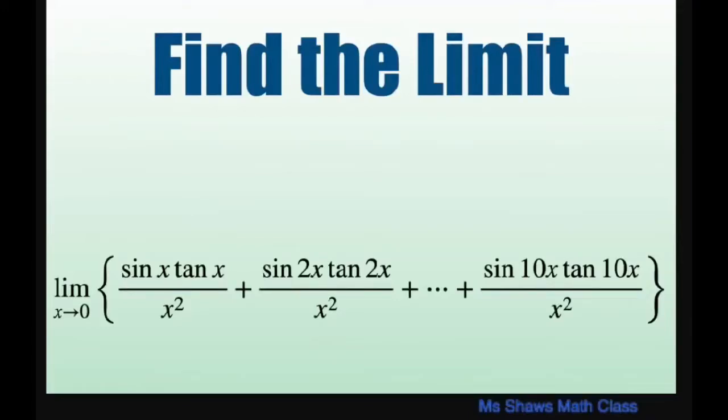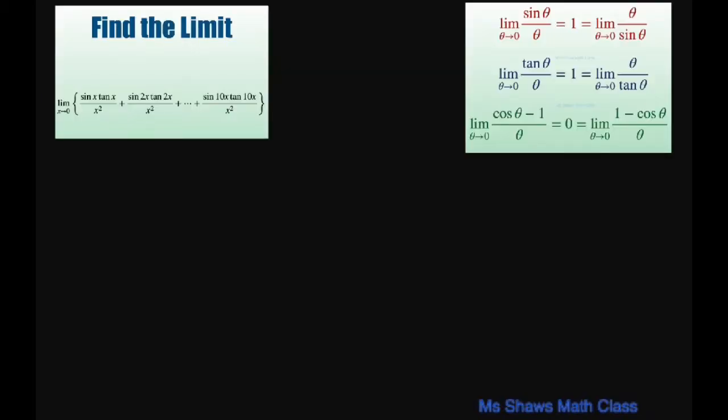Everyone, we're going to find the limit as x approaches 0 of this given expression. What we're going to do is use the fact that we know the limit as theta approaches 0 of sine of theta divided by theta equals 1, and the same goes for tan. So if we know this, let's rewrite this and split it up a little bit.